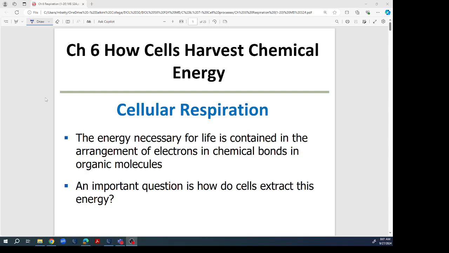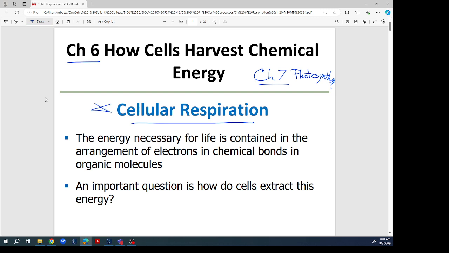So chapter 6 is one of the processes that's fundamental to life in cells. And so chapter 6 is on cellular respiration, where chapter 7 is on photosynthesis. And there is a relationship between those two. They are basically the reverse of each other. And the next focus is these processes that go on in the cell.